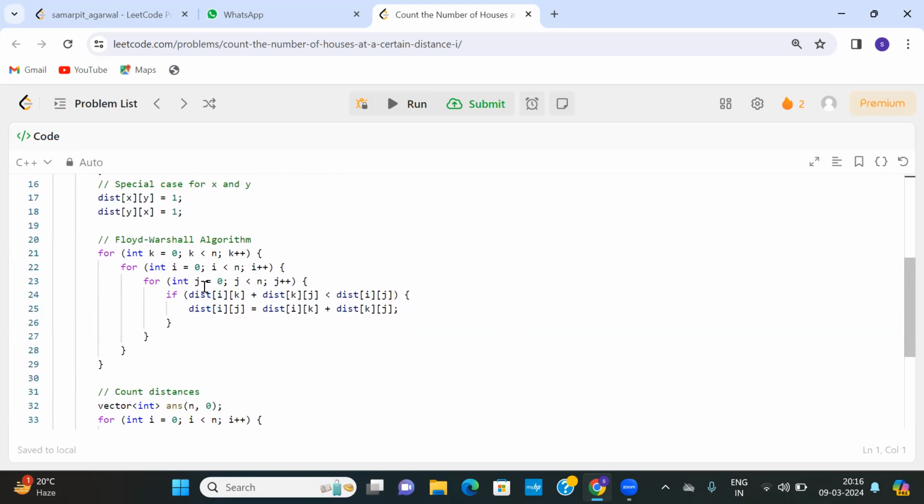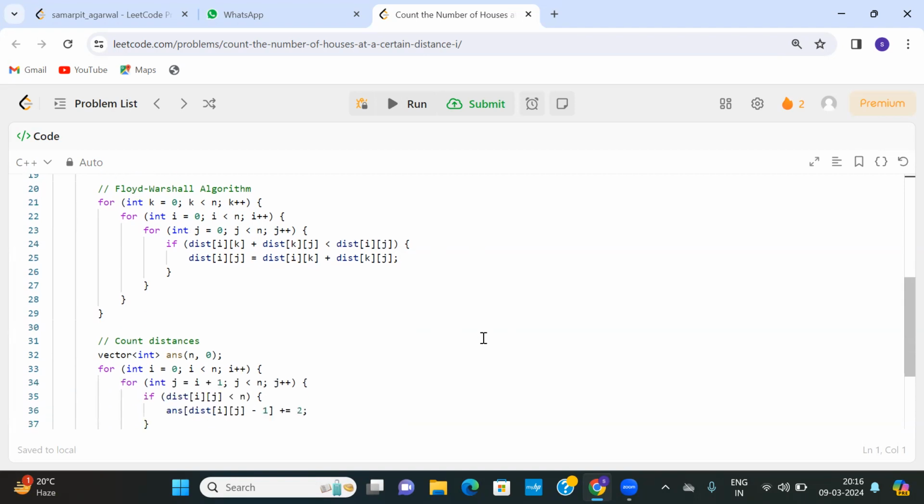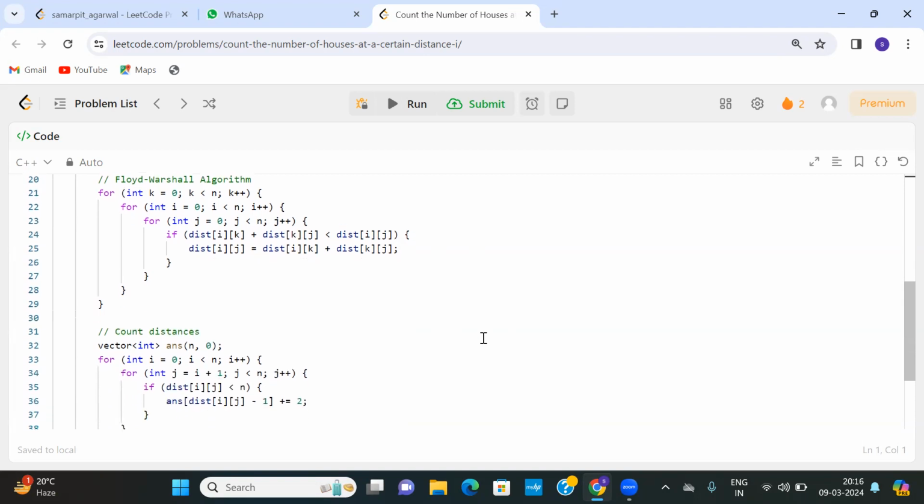In the Floyd-Warshall algorithm, we require 3 loops: for int k equals to 0, k less than n, k plus plus, and then i and j. We will see if distance at the index of ik plus distance at the index of kj is less than distance ij, then we will update its value. After the Floyd-Warshall algorithm, we will have the minimum distances in our matrix.